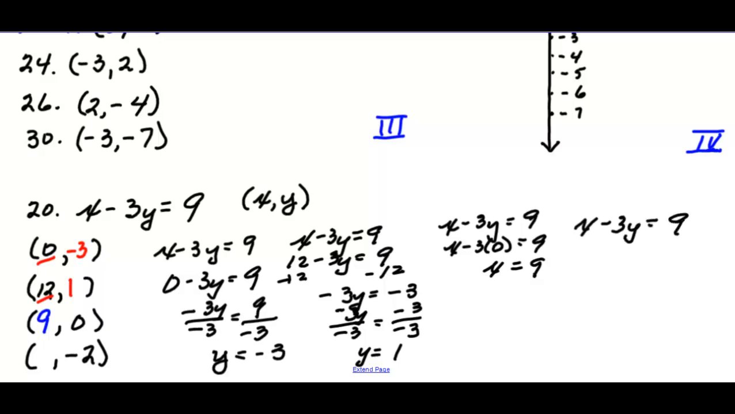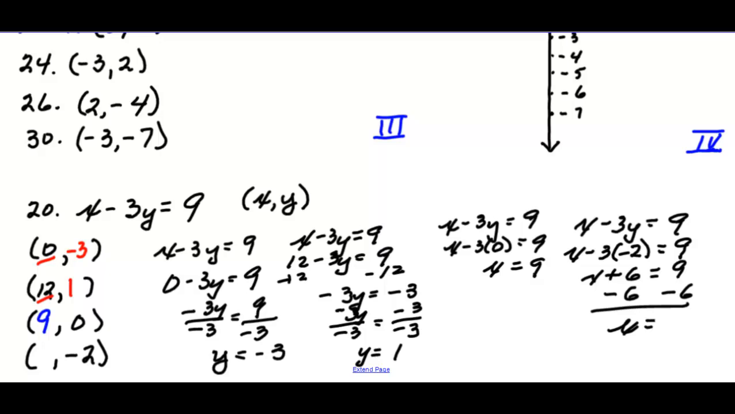And in our last one now, we have x minus 3y equals 9. And we substitute in for y, x minus 3 times negative 2 equals 9. Negative 3 times negative 2 gives me x plus 6 equals 9. Subtracting 6 from both sides, what I get is x equals 3. And so, in our last one, our coordinates are 3 and negative 2.